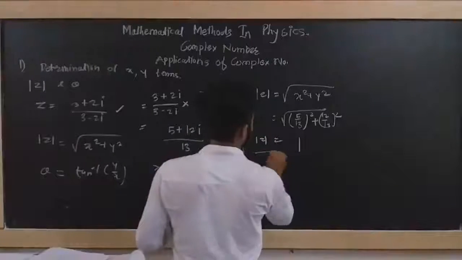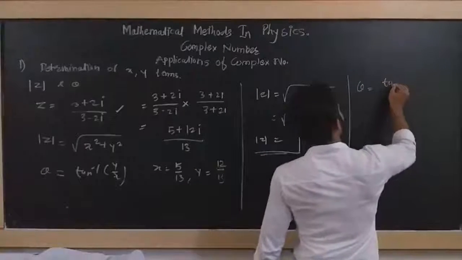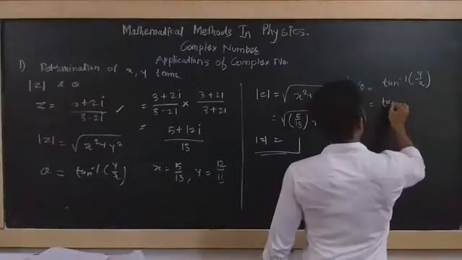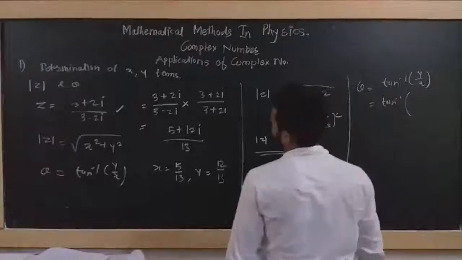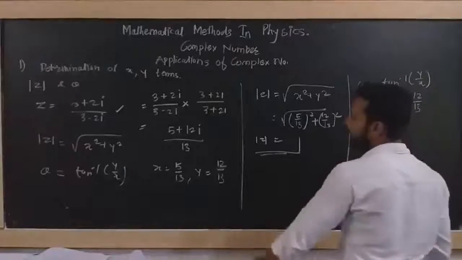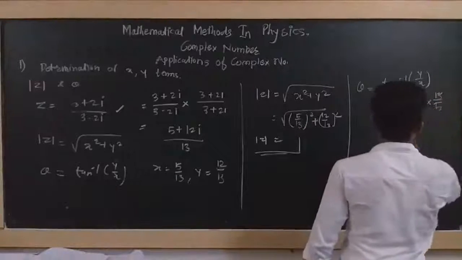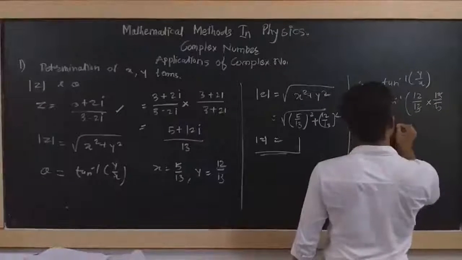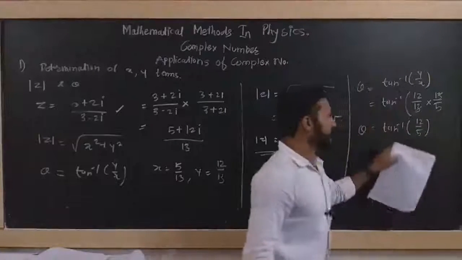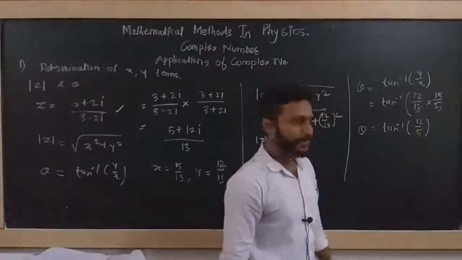So mod z is equal to 1. You can find out theta also. Theta is equal to tan inverse of y by x. So what is the value of y? Tan inverse of y is 12 by 13, divided by 5 by 13. So we can multiply by 13 by 5. So 13 get cancelled and tan inverse of 12 by 5 is the answer. No need to find out this value. Keep it as it is. You will get the correct mark.